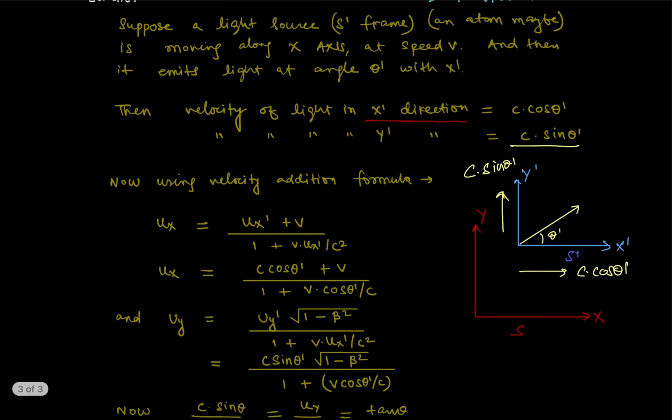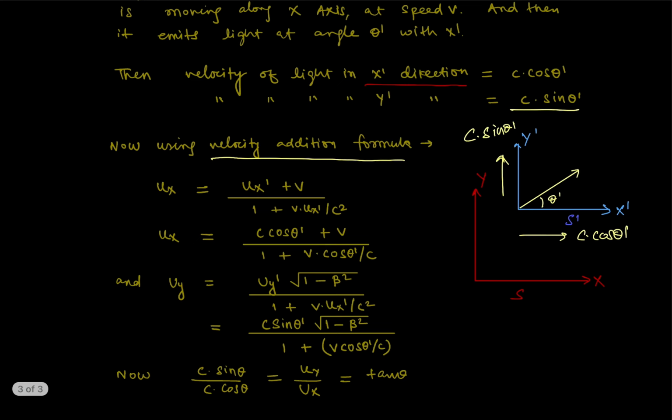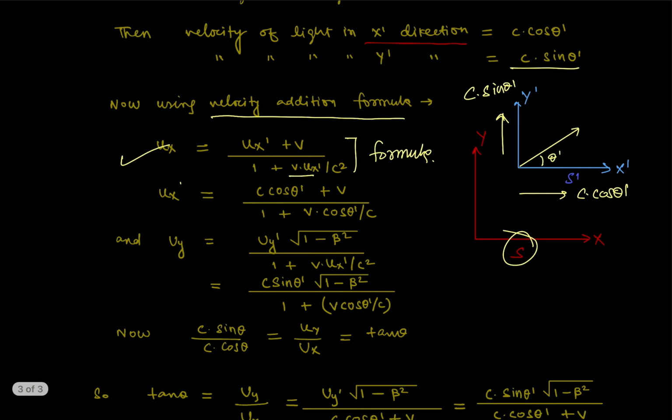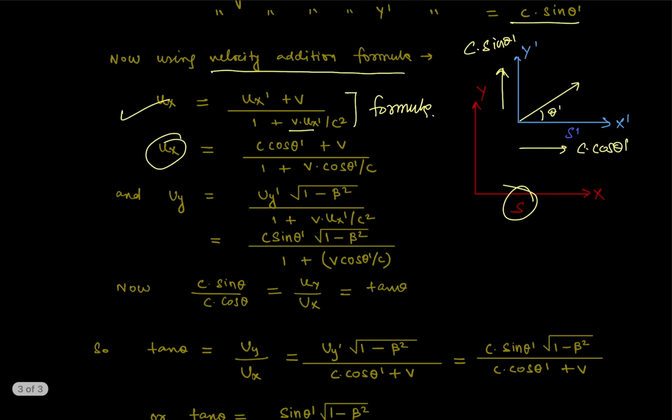Now we will directly put the available information in the velocity addition formula. If you see the speed of light from the S frame, you will notice ux equals ux prime plus v divided by 1 plus v multiplied by ux prime divided by c square. This is the exact formula, and when you solve this, you get ux.